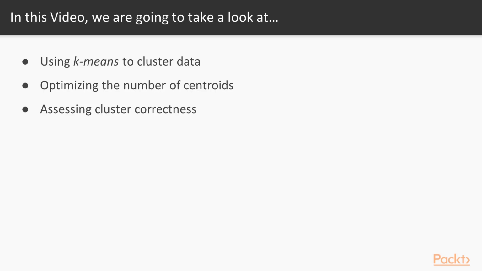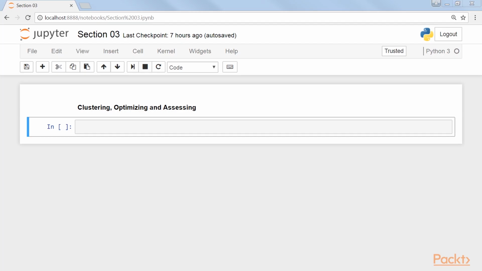In this video, we will start with using k-means to cluster data, then optimizing the number of centroids, and finally, assessing cluster correctness. Let's start with using k-means to cluster data. With k-means, we will categorize all the points into groups or clusters. First, let's walk through some simple clustering.